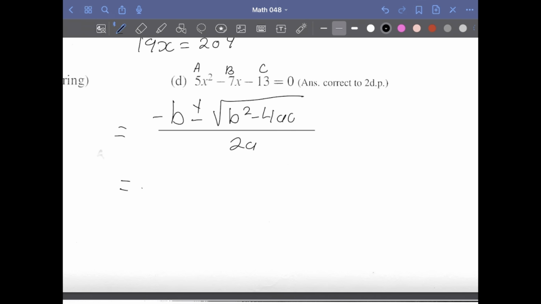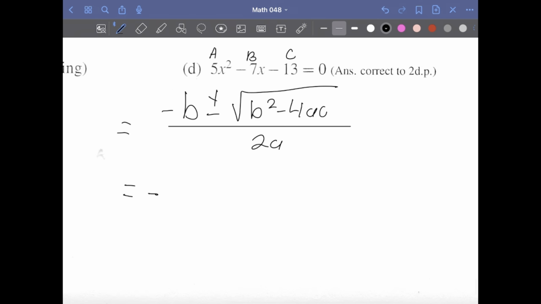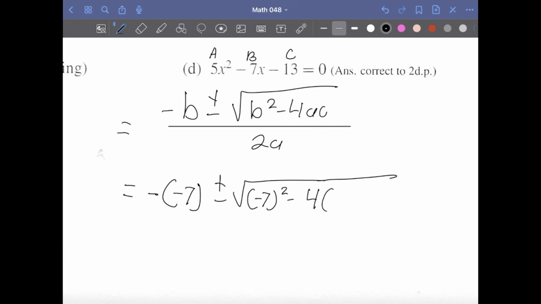So x equals minus, don't forget your minus because b is negative 7. So I'm going to put my minus, open bracket, negative 7. That is important. Plus or minus the square root of b, which is negative 7 squared, minus 4 times a, which is 5, times c, which is negative 13, divided by 2 times 5.